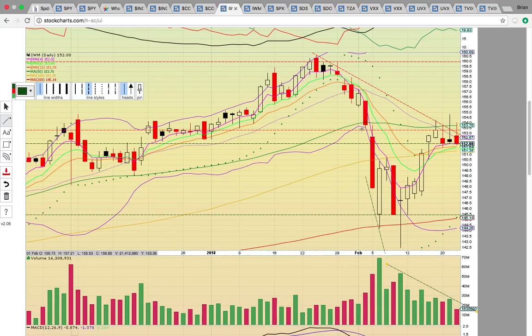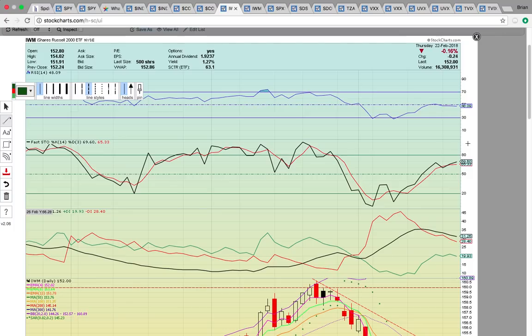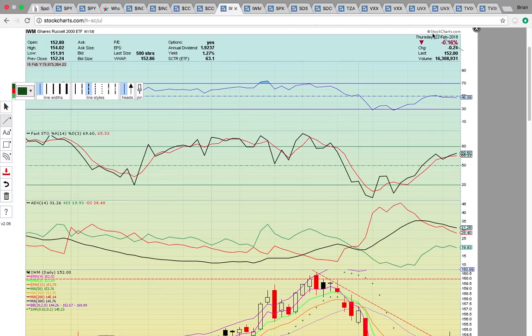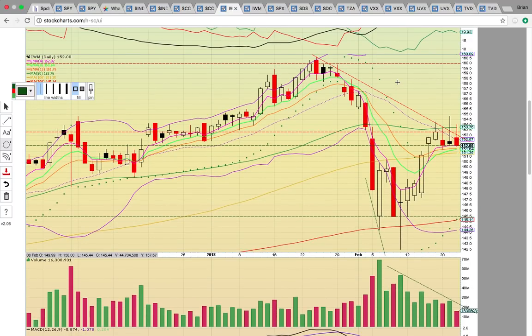Okay, IWM. Okay, so check out how it's below the red descending resistance line. This is the Russell 2000, okay? So this is the Russell 2000. It closed red today too, and the small caps had been very strong as well. So to see the small caps and to see the technology stocks under pressure, that's not what the markets want to see right now.